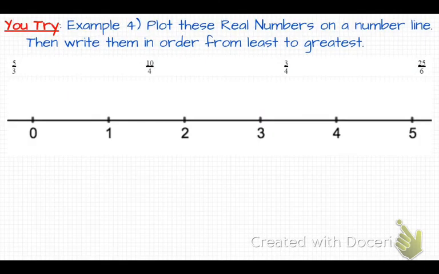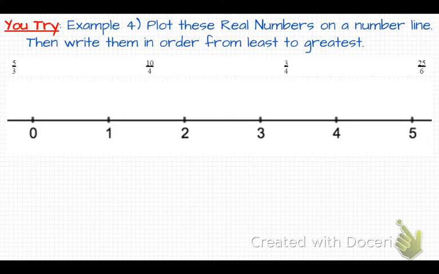Okay, you're going to plot these ones and order them. 5/3, 10/4, 3/4, and 25/6. Now, on the last example, I wrote all my fractional equivalents. Do I have to do that every single time? No. I did that so you could see where they are. But if you can do them in your head and then plot the points, that is perfectly okay. I'll give you a minute to do this one.